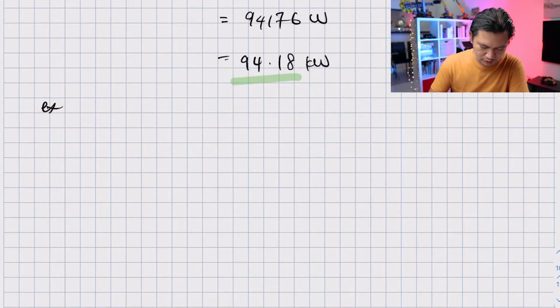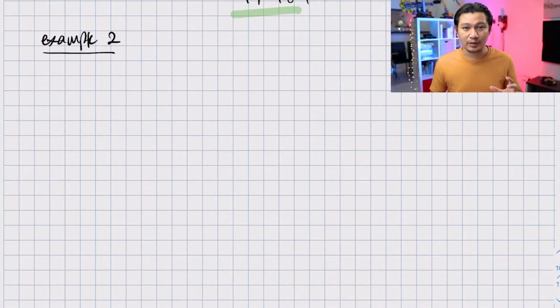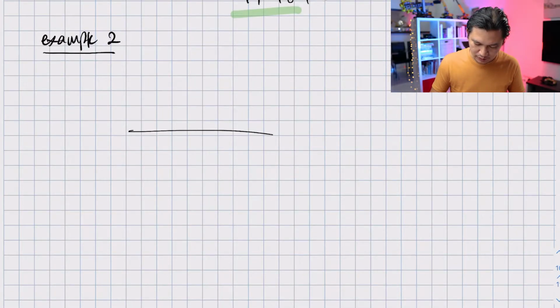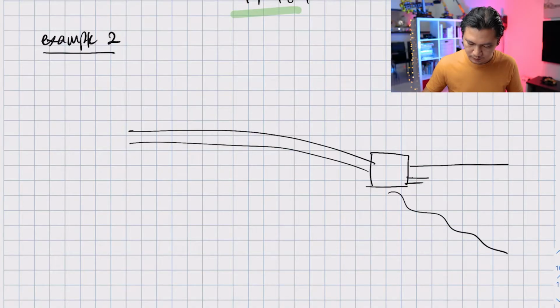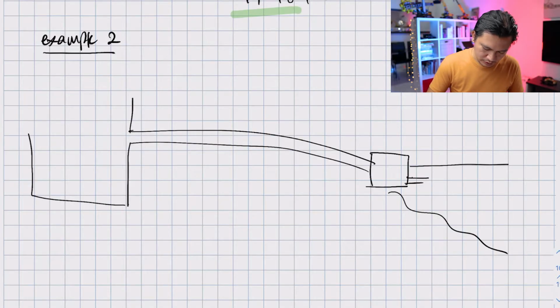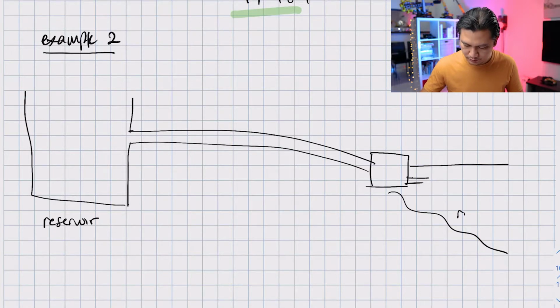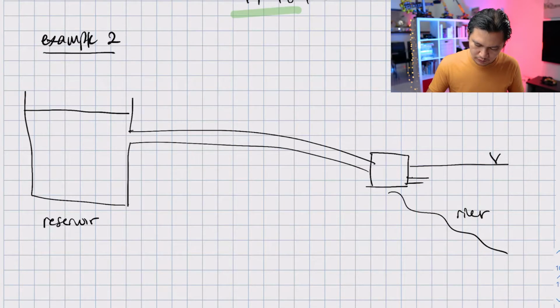So this is example number 2. If example 1 has a pump, example number 2 has a turbine. This is a water pipe that goes inside the turbine, and this is connected to the river. At the upstream is the reservoir, so this is likely a dam. So this is the reservoir and this is the river. This is the water level for the river, and this is the water level for the reservoir. And this is your turbine.